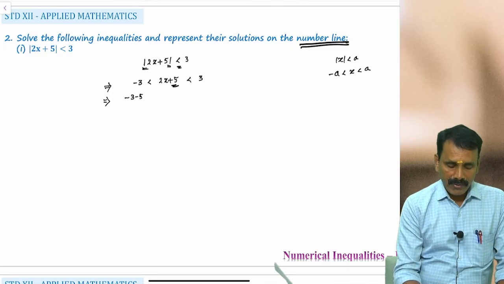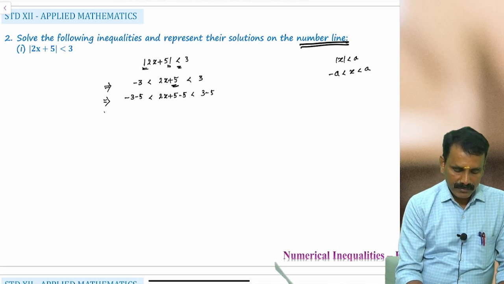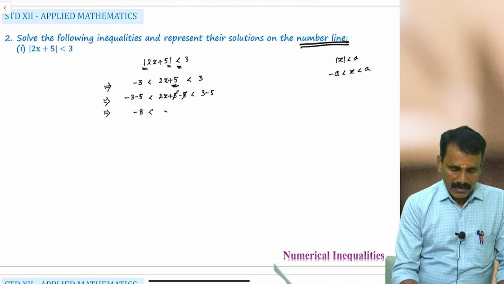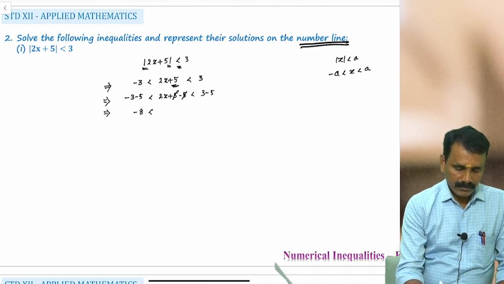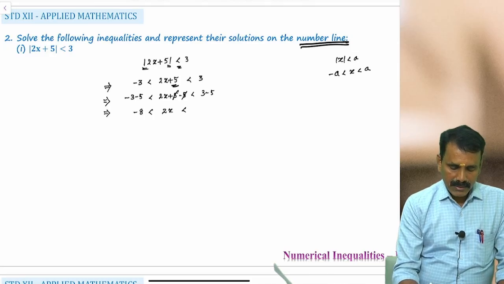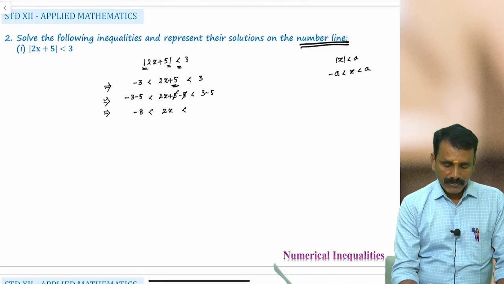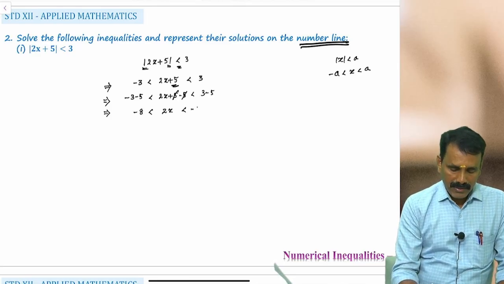So minus 3 minus 5 less than 2x plus 5 minus 5 less than 3 minus 5. So this is minus 8 less than, plus 5 minus 5 cancelled, 2x less than 3 minus 5. So here we are having different signs. So we subtract the smaller number from the bigger number and we write minus 2.